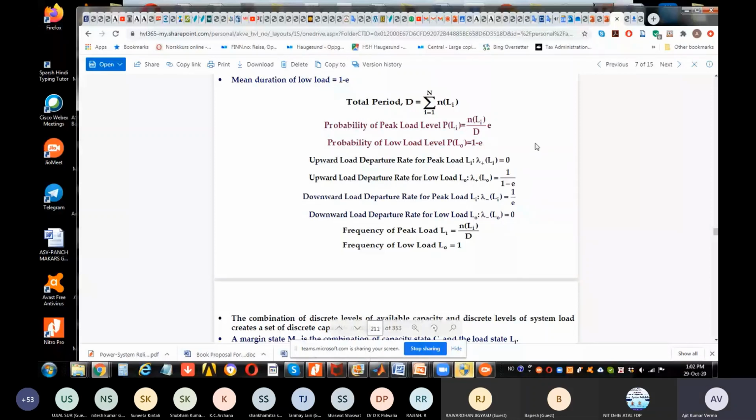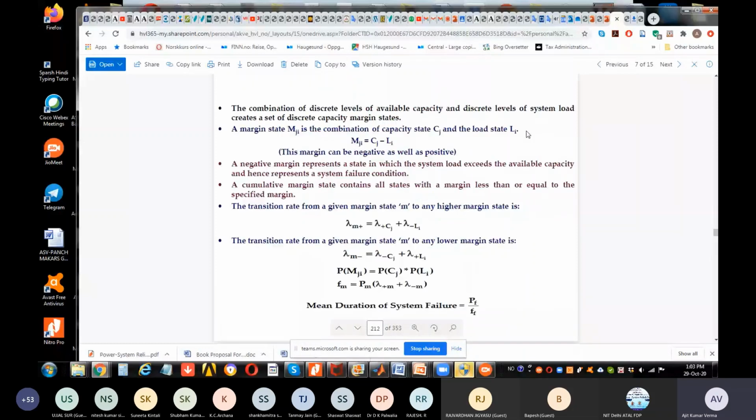So you have margin states. Capacity minus load, these are margin states. And we need to find out what are those transitions from these various margin states. So you can have transitions to upward margin and transitions to lower margin. Lower margin can even be zero, no margin, or it could be negative. So lower margins can be negative. And then you have transitions to higher margin states.